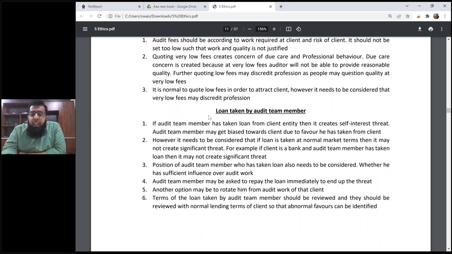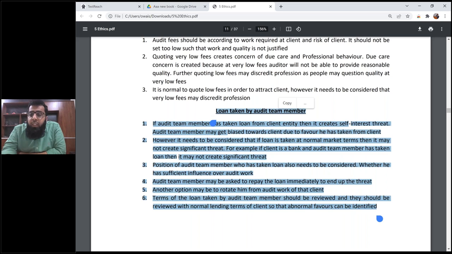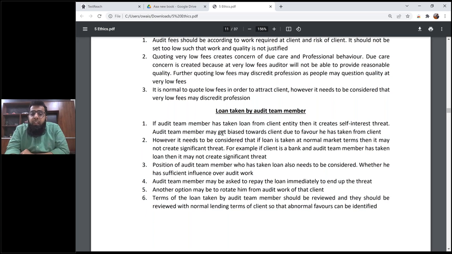Now see, if the audit team member has taken a loan, you can use these points. If an audit team member has taken a loan from the client entity, then it creates a self-interest threat. This is the basic point in which you identify the threat. And then you will give the evaluations. However, it needs to be considered that if the loan is taken at normal market terms, then it will not create a significant threat. The position of the audit team member who has taken the loan also needs to be considered. The audit team member may be asked to repay the loan. Another option may be to rotate him from the audit work of the client. Terms of the loan taken by the audit team member should be reviewed.